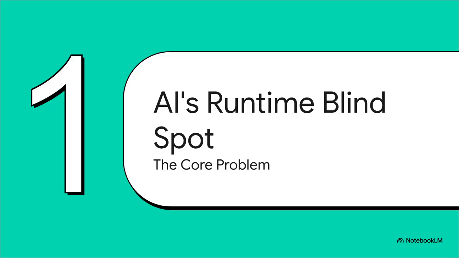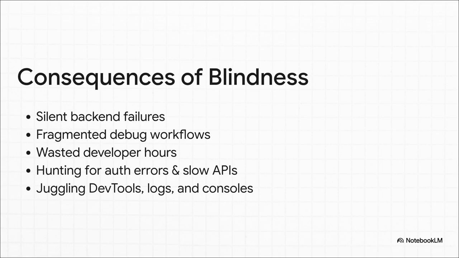Now, this blindness isn't just some small technical issue. It has real, painful consequences that cost us developers a ton of time. Let's really dig into the frustration of what happens when your AI coding partner is working with one eye shut. This blind spot is why we get those silent backend failures, where the app looks okay, but secretly nothing's working. It's why we waste hours, literally hours, hunting for one stupid authentication error or trying to figure out which API is suddenly so slow. And we end up with, what, like a dozen windows open?